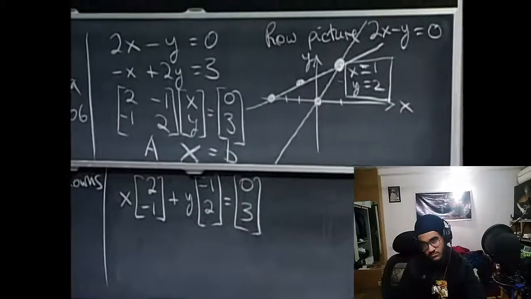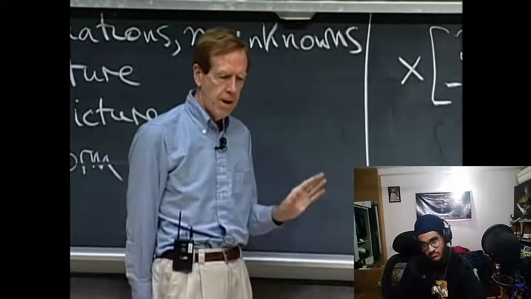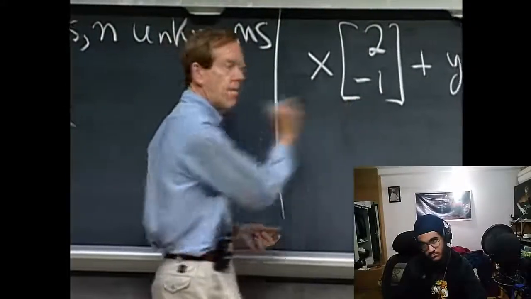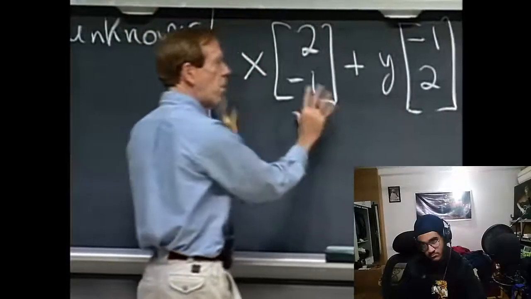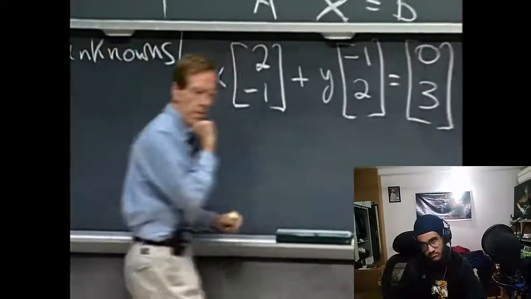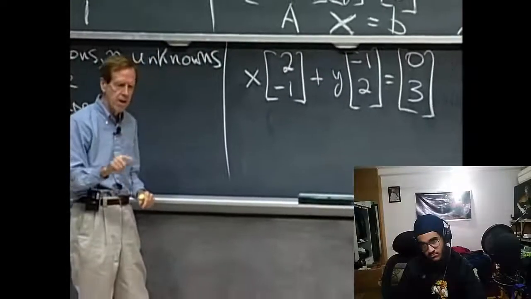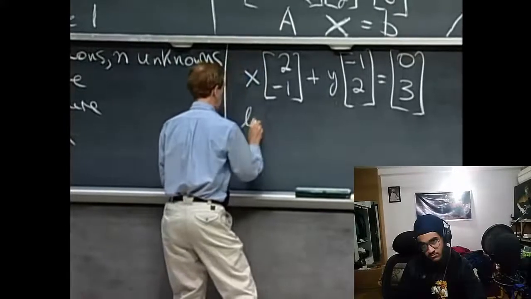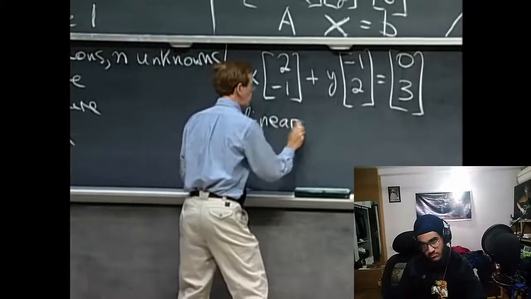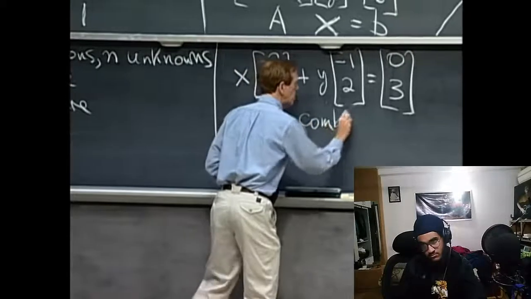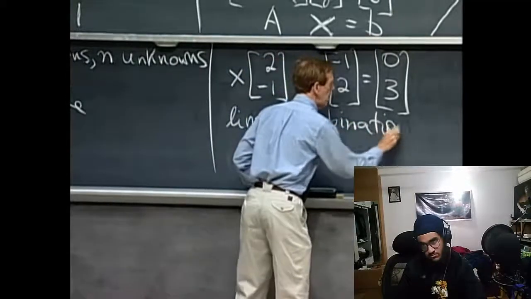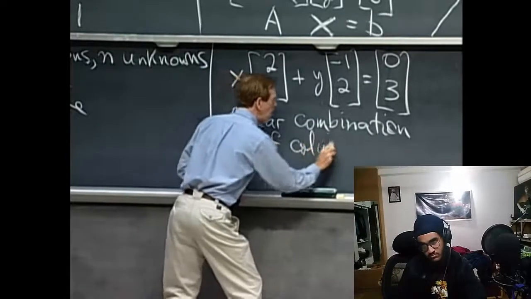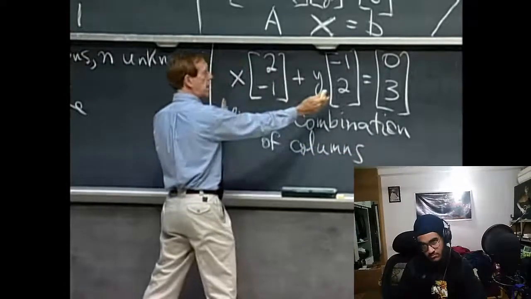And now what is the equation asking for? It's asking us to find, somehow, the right amounts to combine that vector and this one to get that one. It's asking us to find the right linear combination. This is called a linear combination, and it's the most fundamental operation in the whole course. It's a linear combination of the columns. That's what we're seeing on the left side.